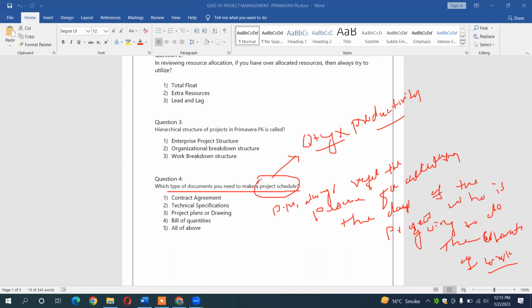Whereas for the project schedule, what type of documents do you need? You need the contract agreement. Why the contract agreement? You should know the exact finish date of the contract agreement, the date by which you have to deliver or give your project to any of the stakeholders. Then the technical specifications for the project, and the project plans or drawings. If you don't have project plans, then you have to follow the drawings for taking the activities. Bill of quantities: you will take this for the resources and the cost that normally occurs on the project, because in the project schedule, these two are majorly used: drawings and bill of quantities, and the contract agreement. These three things are very important to use for the project schedule.